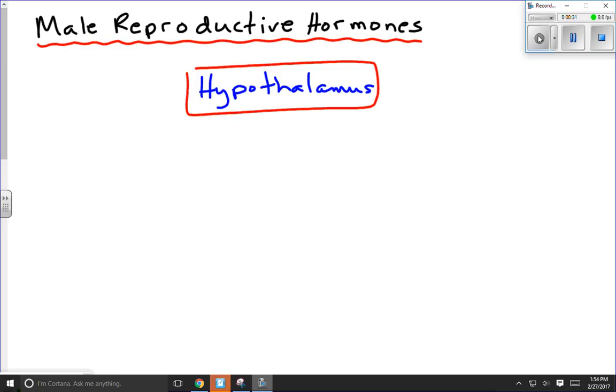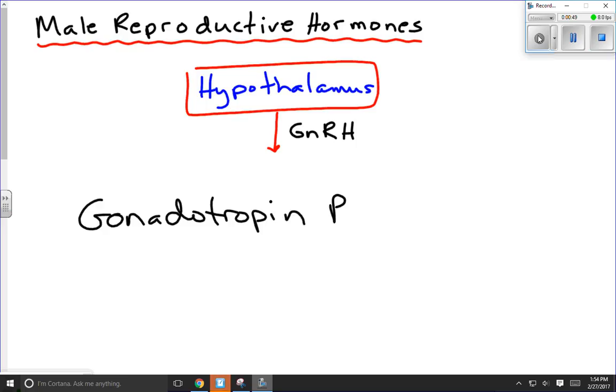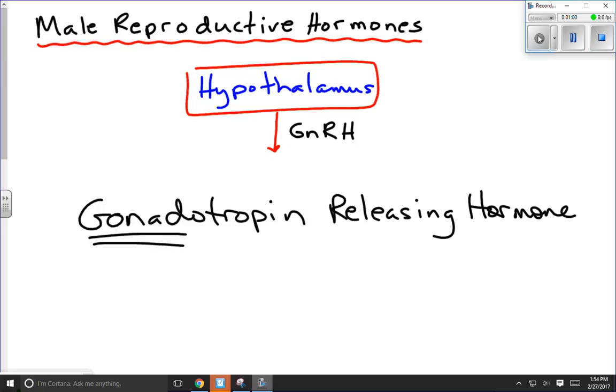So the first thing that happens is the hypothalamus will begin secreting a hormone that is called GnRH. Now, GnRH stands for gonadotropin releasing hormone. Now, the term gonadotropin, well, gonads, those would be the testes and the ovaries. In this case, we're talking about the testes.